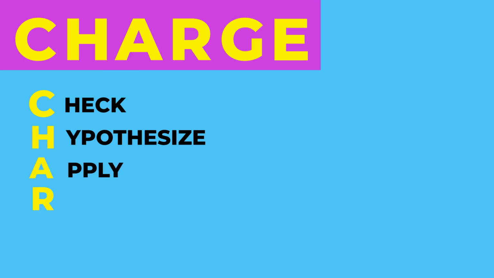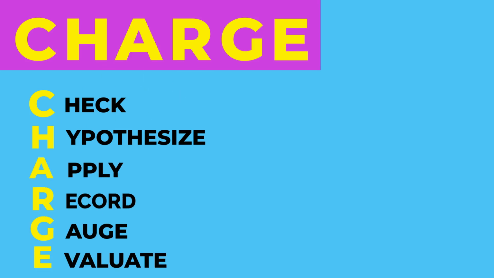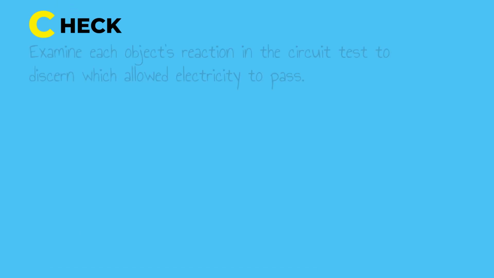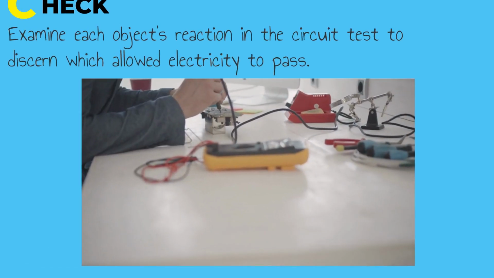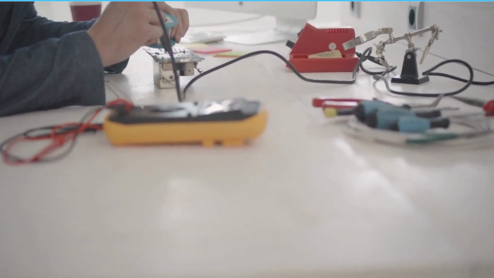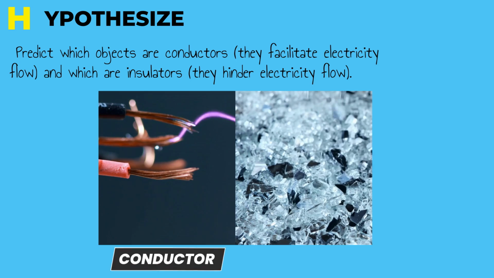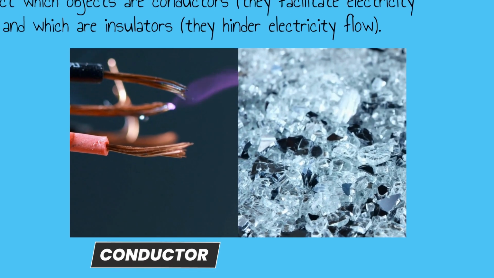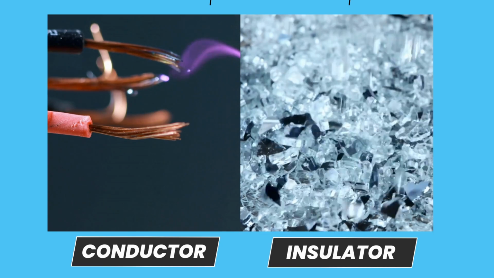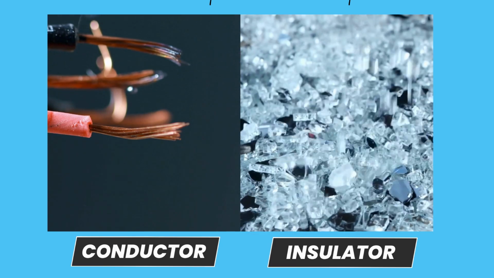To crack this electrifying code, we'll use our CHARGE strategy. Check, hypothesize, apply, record, gauge, and evaluate. So here's how we apply it. C stands for check. Examine each object's reaction in the circuit test to discern which allowed electricity to pass. H stands for hypothesize. Predict which objects are conductors. They facilitate the flow of electricity. And which are insulators. They hinder electricity flow.